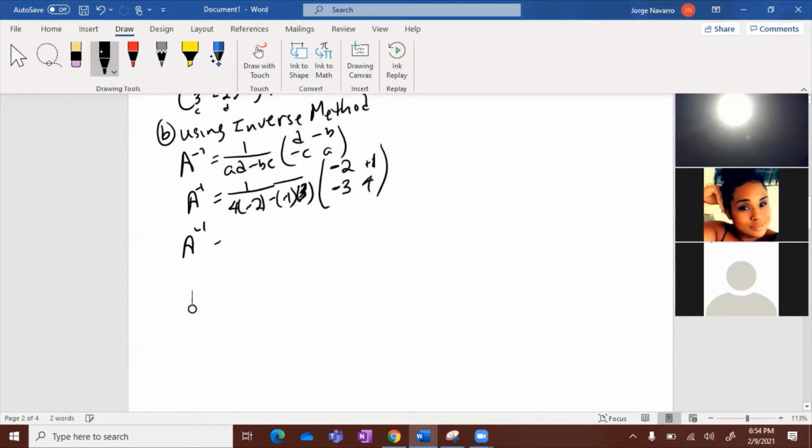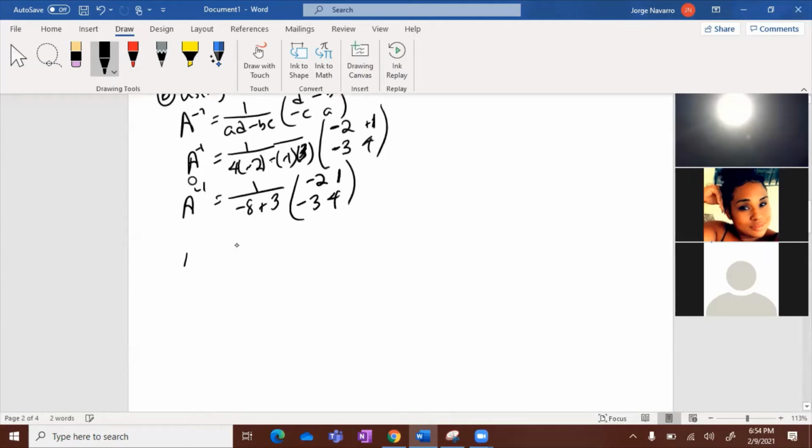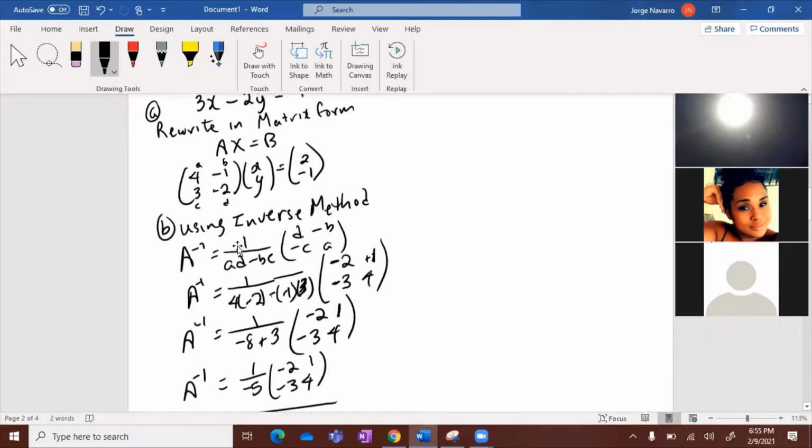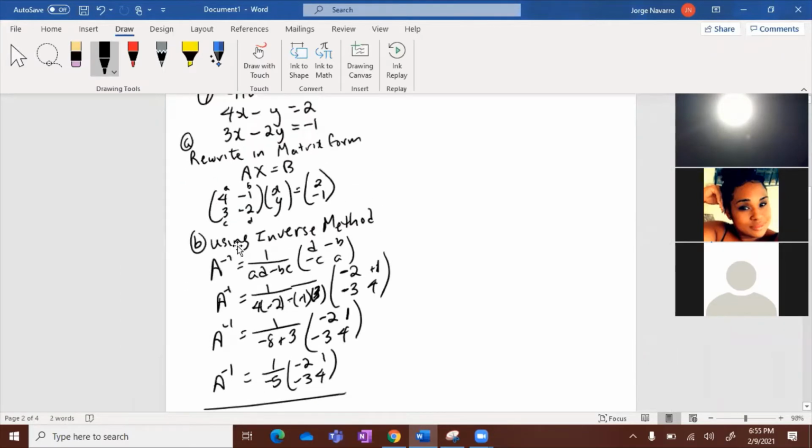So A to the -1 will be equal to 1 over, well, 4 times -2, that's -8. And a negative times a negative will give me a positive, and that's 3. So I'm going to have [-2, 1; -3, 4]. Which will give me A to the -1 is equal to 1 over -5 times [-2, 1; -3, 4]. And this is what I'm going to need for this section.